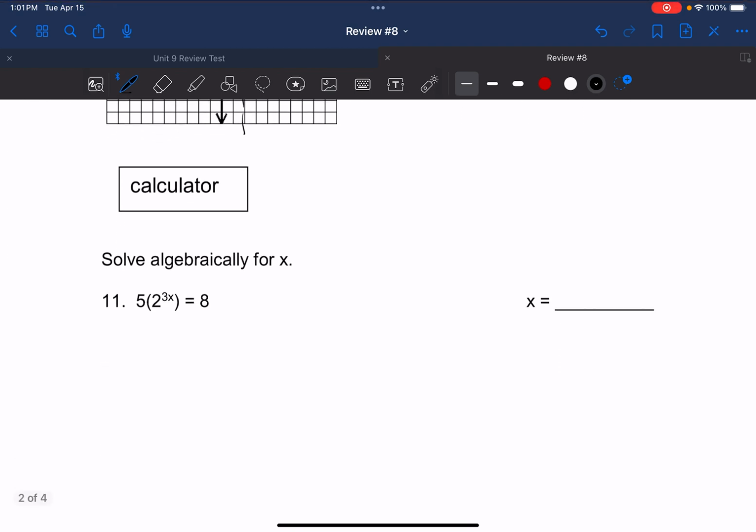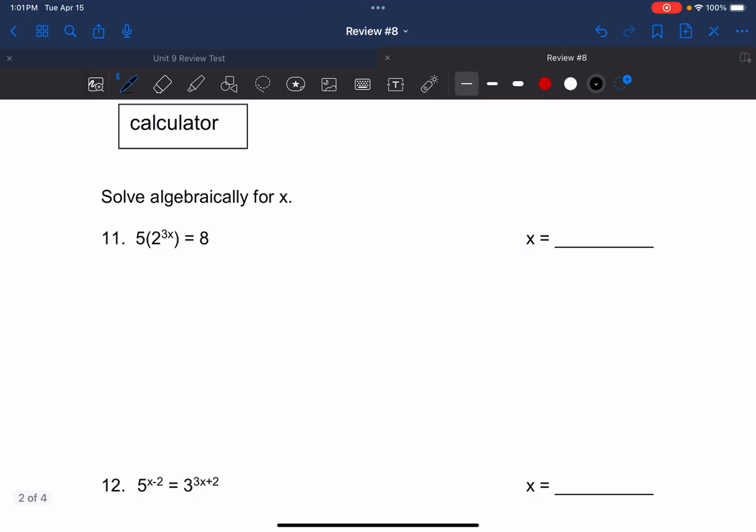All right, next section is calculators. So these you would plug into your calculator to get your final solutions. Here, if I was going to solve, I want to get rid of this 5, so I'm going to divide both sides by 5. Now I've got 2 to the 3x equals 8 over 5.